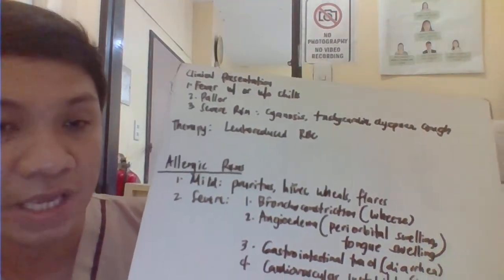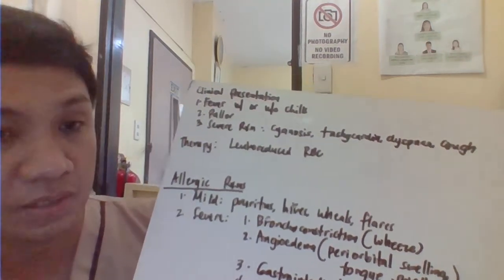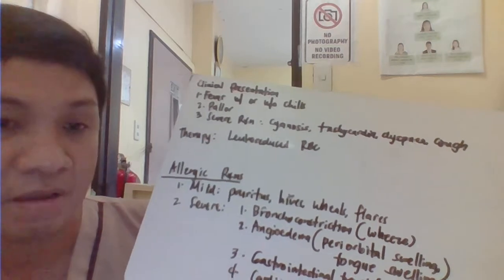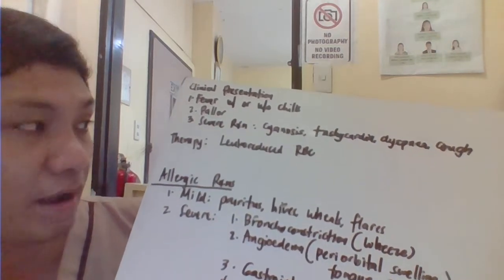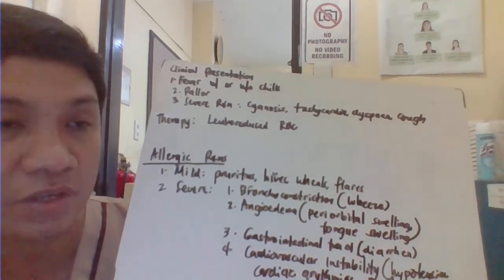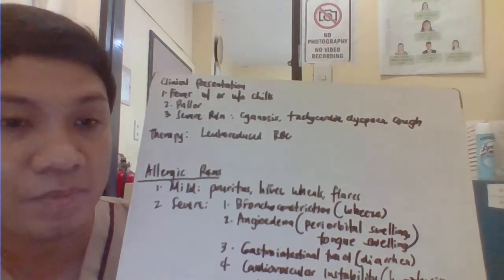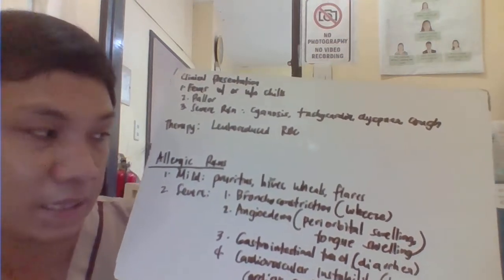Okay, clinical presentation: the patient appears to have fever with or without chills. We also have pallor, but in severe reactions, we have cyanosis, tachycardia, and dyspnea or even cough. For the prevention of your febrile non-hemolytic transfusion reaction related to WBCs, you need to have a leukoreduced unit of blood.